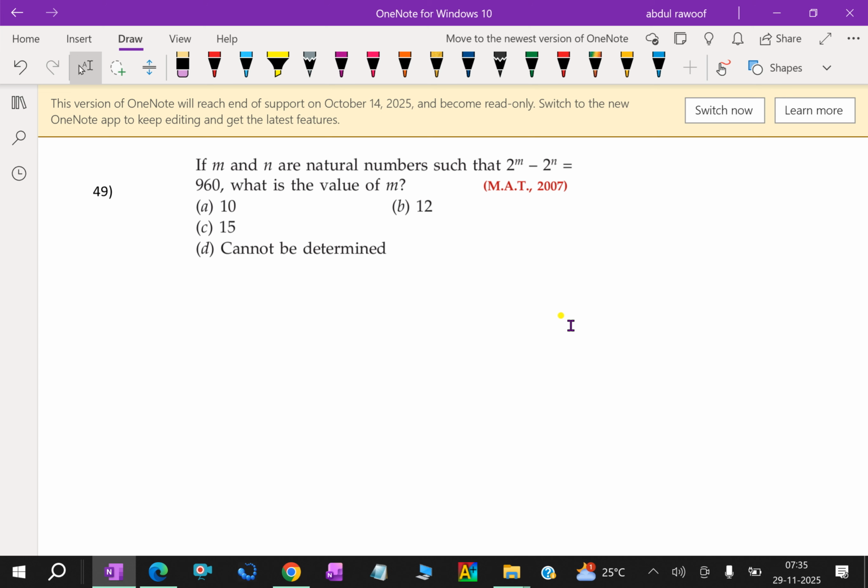Question number 9. If m and n are natural numbers such that 2 power m minus 2 power n is 960, what is the value of m? Here this expression 2 power m minus 2 power n is equal to 960. Therefore, you can say 2 power m must be greater than 960.